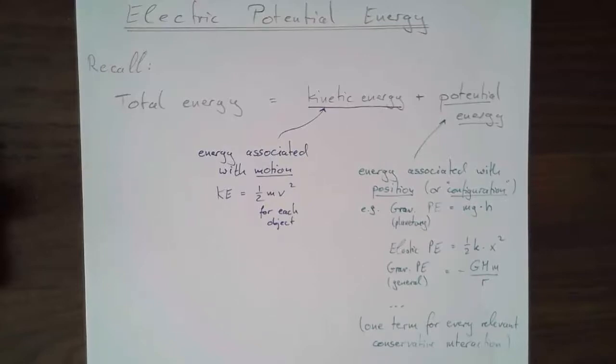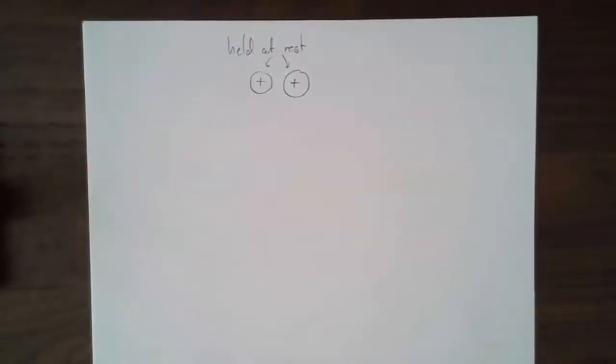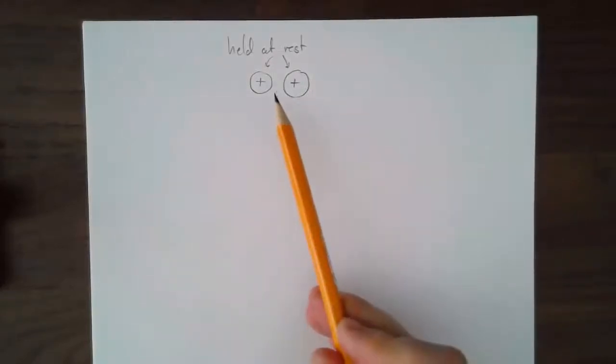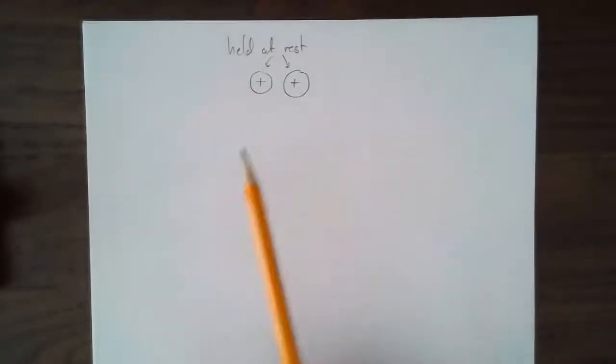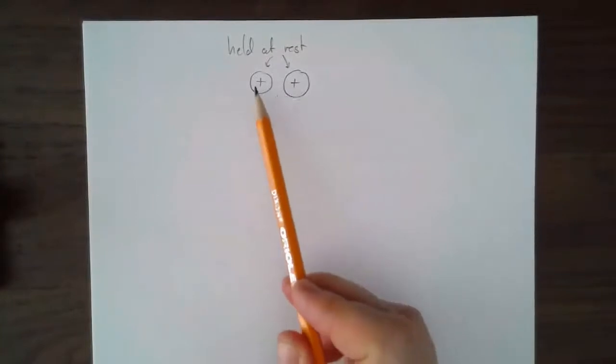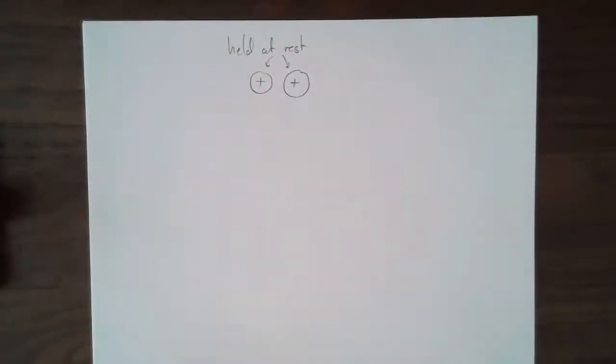So let's make sense of that. Here's the intuitive idea why there's energy stored in a charged particle configuration. Imagine you've got two positively charged particles, plus, right? Now, you're going to hold them in place. You're going to clamp them in place. Just hold them down so they can't move.